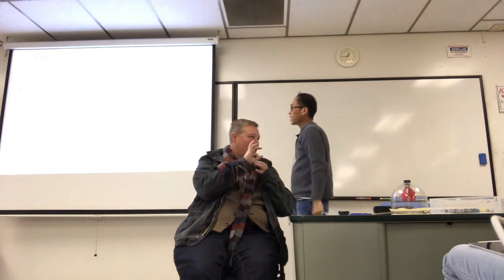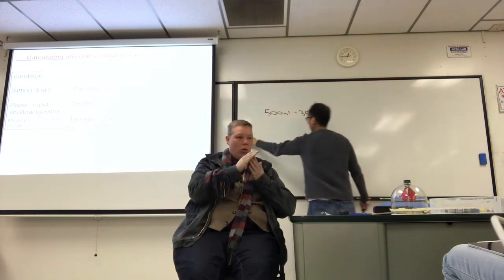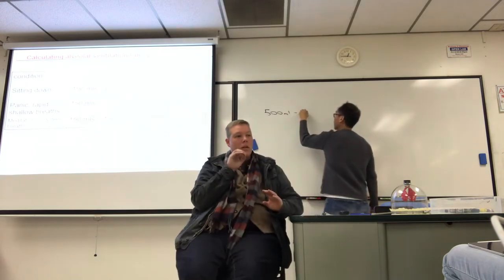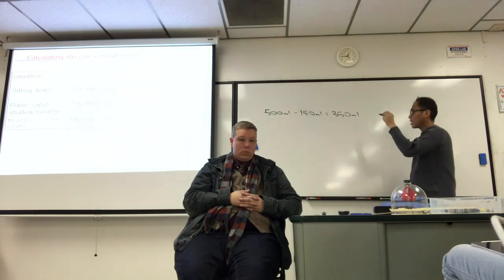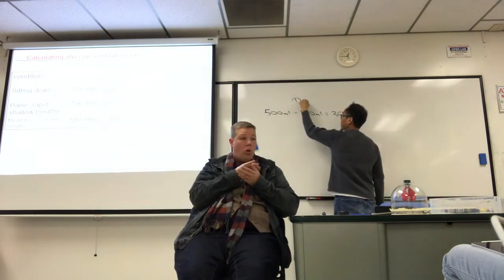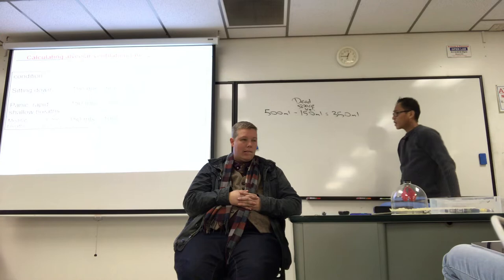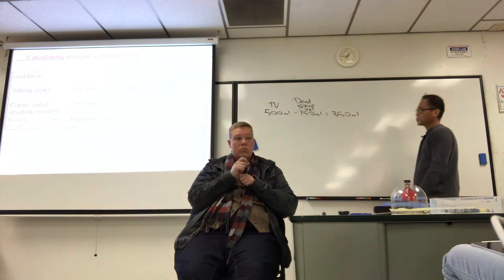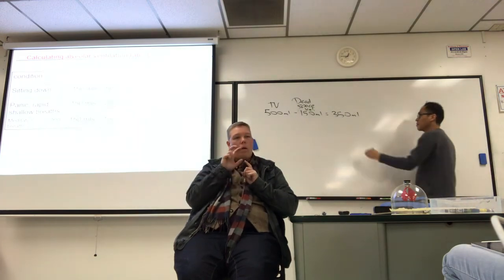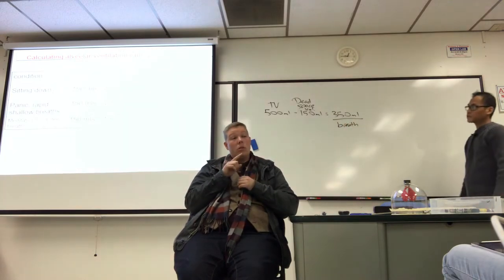So let's do the top one, sitting down. If you subtract out the dead space volume, just go 500 ml minus 150 equals 350. So I just subtracted out the dead space volume, that 150. Right there, TV, tidal volume, that's the 500. That's the amount you're actually inhaling into your system. But 350 ml per breath, that's actually what is reaching the alveolar spaces.